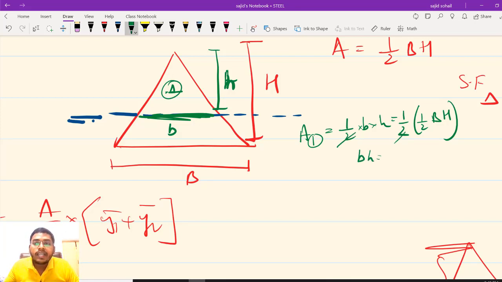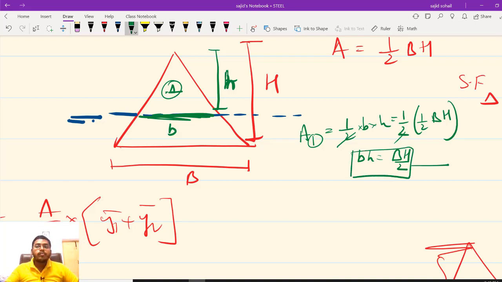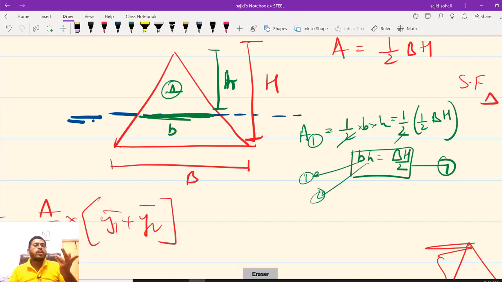I can write bh is equal to BH by 2. Okay, so let us say this is equation 1. ये क्या हो गया? ये हो गया equation 1. Now I need one more equation because here there are clearly two unknowns, so I need two equations. तो एक और equation मैं निकालूंगा from similar triangles.